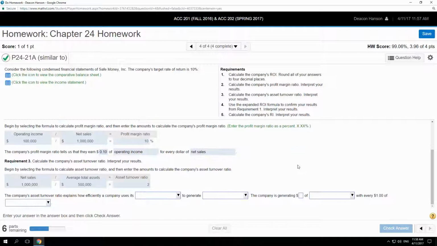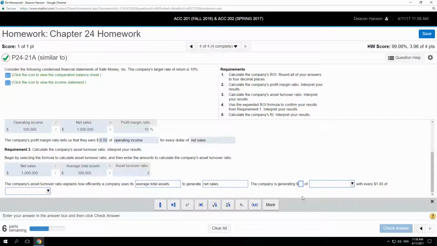So it's 2 times. So your assets turn over 2 times. Okay. The company's asset turnover ratio explains how efficiently a company uses its assets, average total assets, to generate sales, right? Generate net sales. The company is generating $2 of net sales with every $1 of average total assets. Okay.